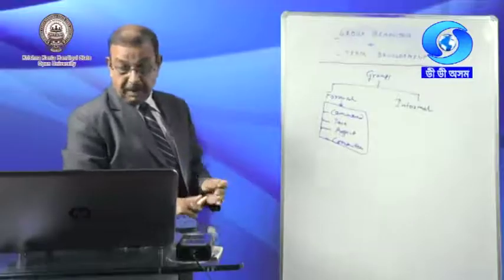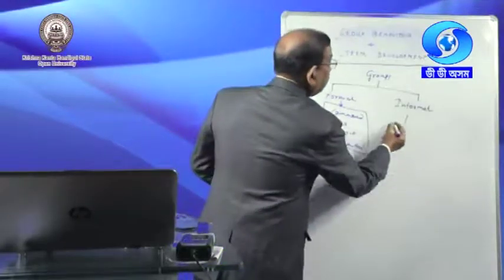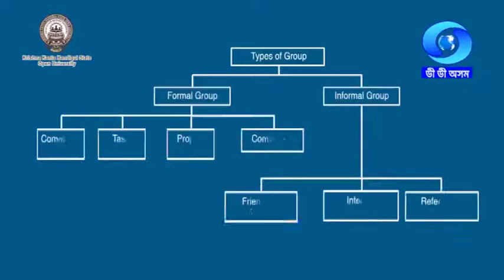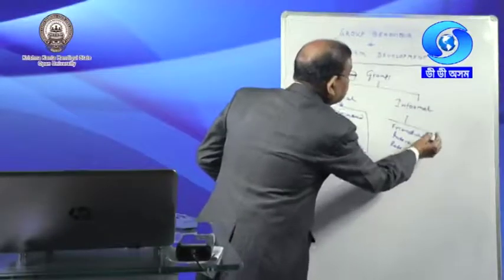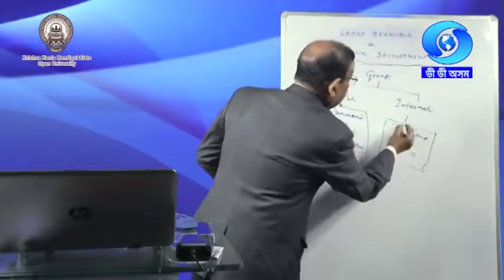Then we are having the informal group, and there also we come across a number of different types, like say friendship groups, interest group, there could be reference group. These are examples of informal groups.